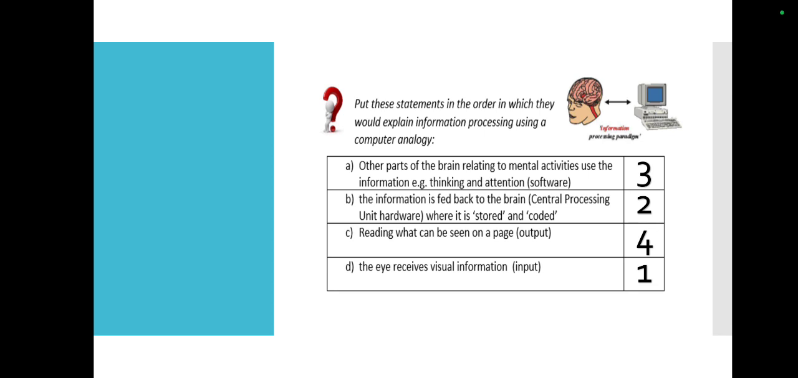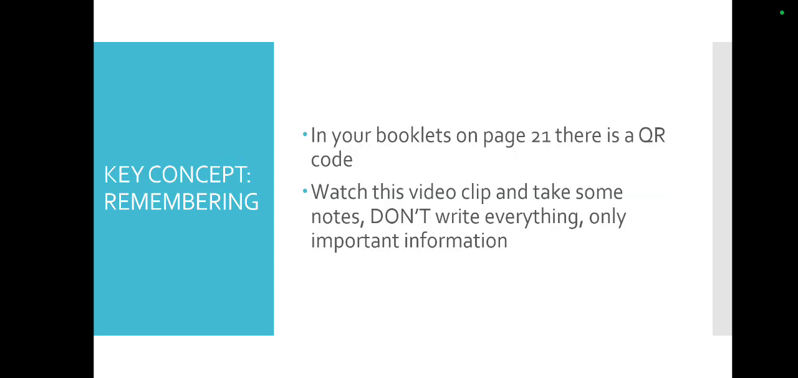So if you want to jump forward in your booklets, guys, to page 21 at this stage. Okay. And on page 21, what you will see is a QR code. So what I would like you to do now is pause this video in a second when you're ready, and scan that QR code and watch that video. It's about 4.5 minutes long, and I'd like you to note down some important information that you think you get out of that video. So go ahead and pause this video now, and then we'll come back and we'll see what you've got written down. Okay?